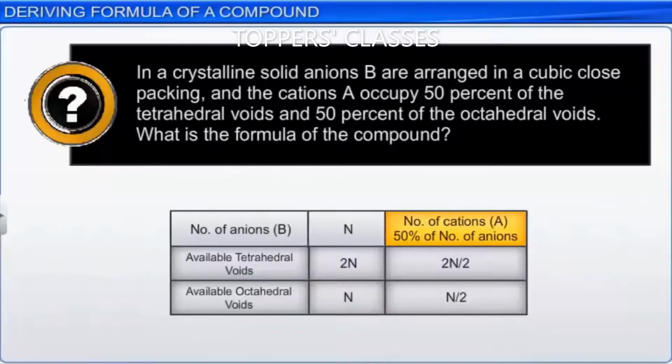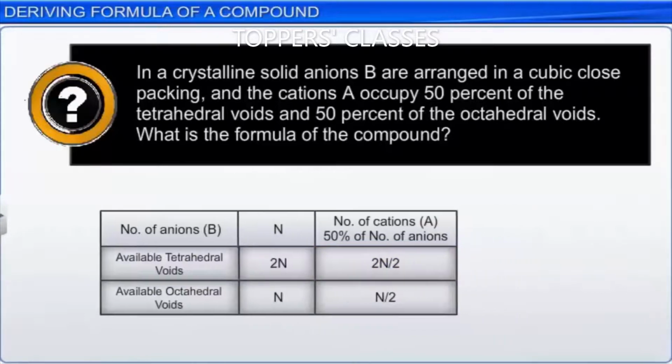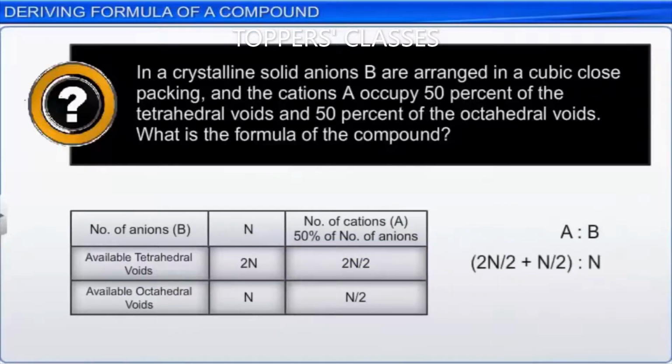Cations A occupy 50% of the octahedral voids. That is, cations A are present in n/2 octahedral voids. Also, cations A occupy 50% of the tetrahedral voids. That is, cations A are present in 2n/2 tetrahedral voids. The A to B ratio thus becomes 3n/2:n. The simple whole number ratio of A to B is 3:2. Thus, the formula becomes A3B2.